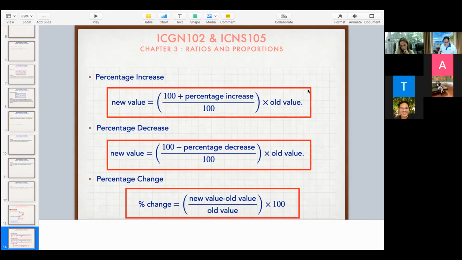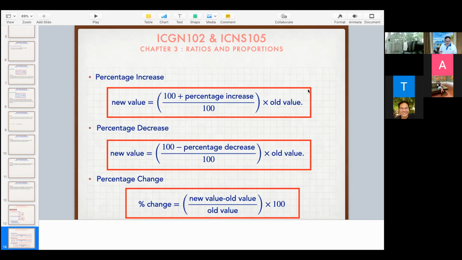That is percentage decrease. And for percentage change, we may say that yesterday the price of the product was 50 baht, and the discount from yesterday was 5%. Today, the price is 70 baht. How many percent of the discount has changed? Something like that.